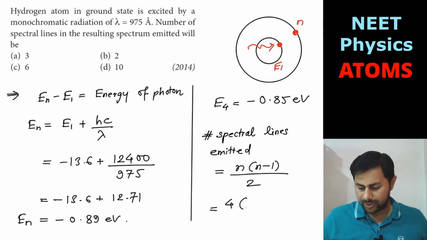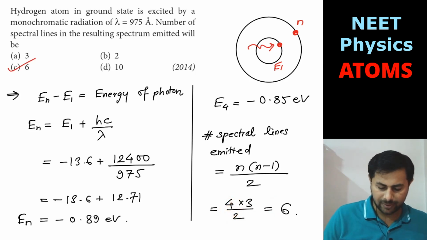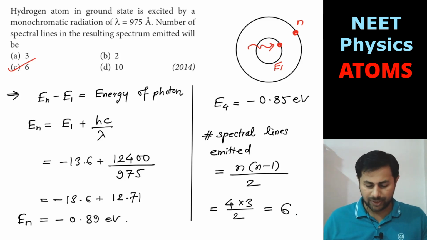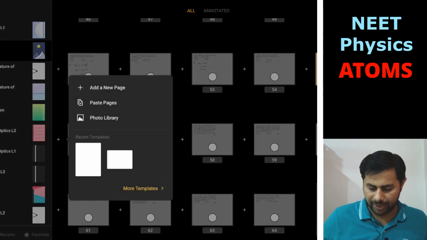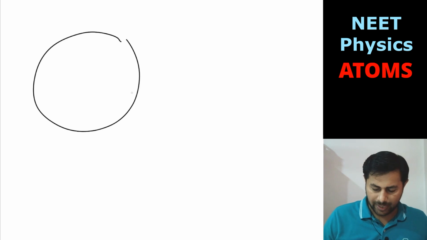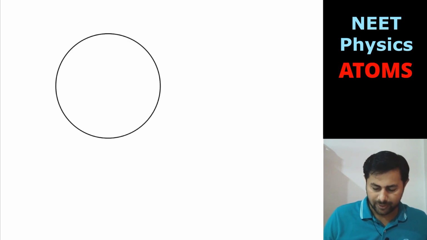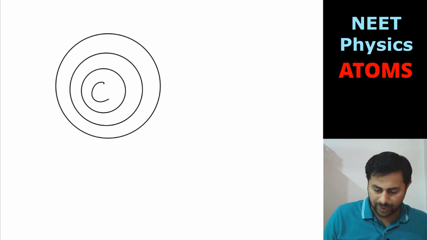So it is 4 times 4 minus 1, which is 3, divided by 2. So 4 by 2 is 2, 2 times 3 is 6. So it will emit 6 spectral lines. For this question we can solve it directly, but generally you should remember this formula: n times n minus 1 divided by 2. See, our atom is in the fourth state. Then from the fourth, where can it go? This is 4, 3, 2, 1.